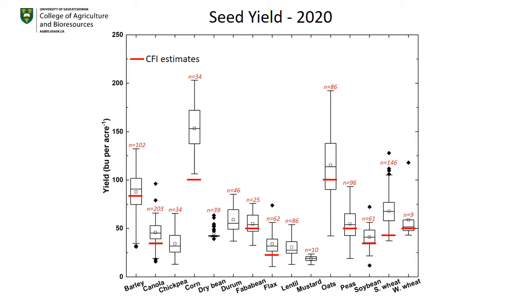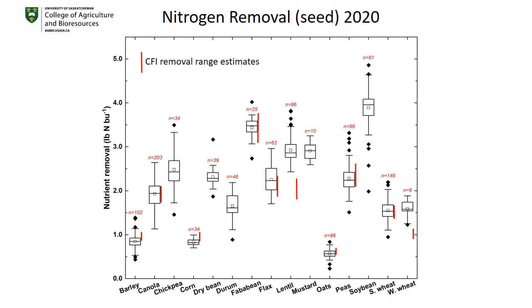By the way, the crops are in alphabetical order, so you can quickly locate your crop of interest. When we look at nutrient removal, the red line again is giving us the CFI removal range estimates. And we can see that in some cases, the CFI estimates back from 2001 for faba bean are right on. And they're pretty good for canola too, but they're certainly not capturing the full range of variation in nutrient uptake.